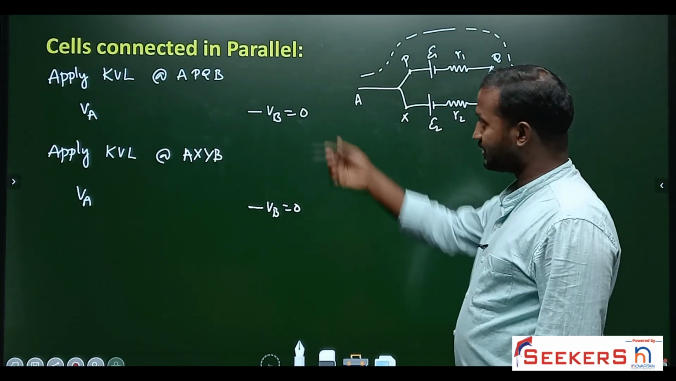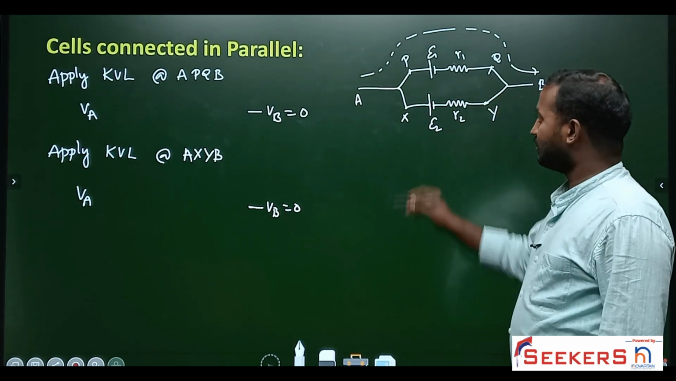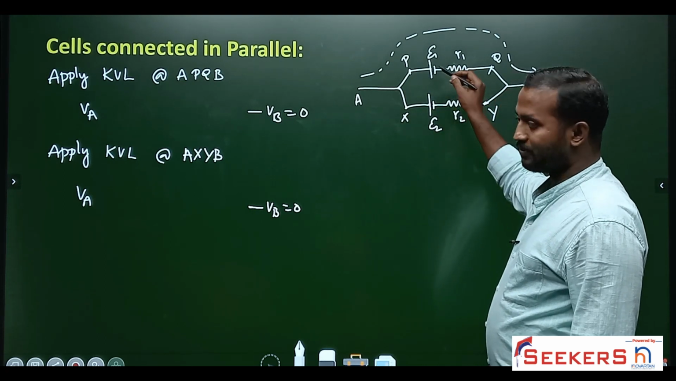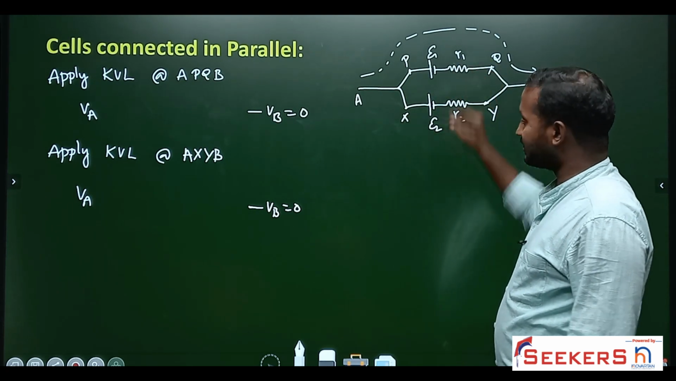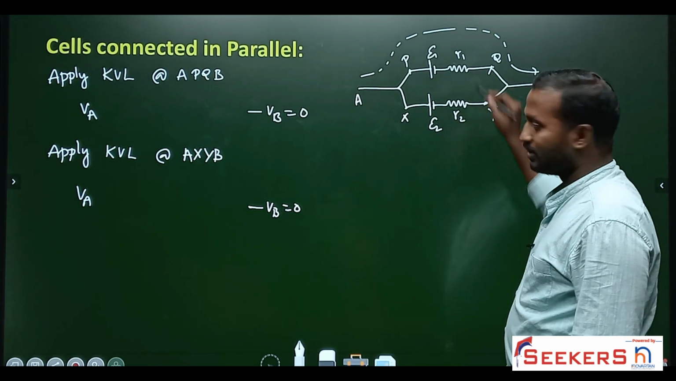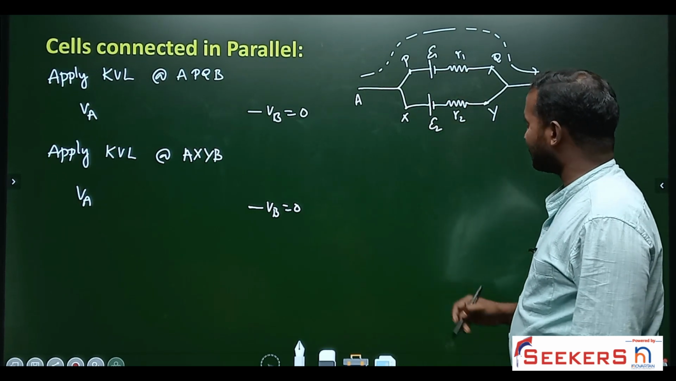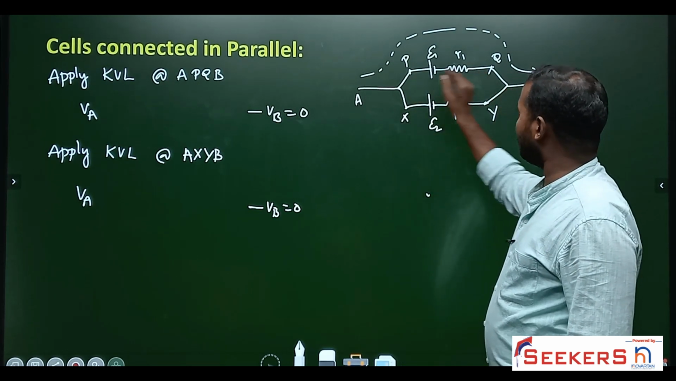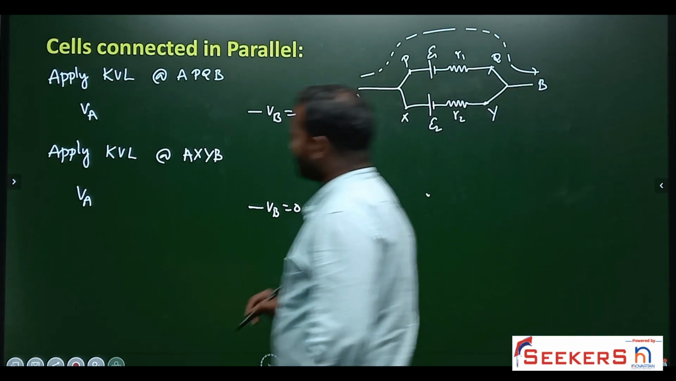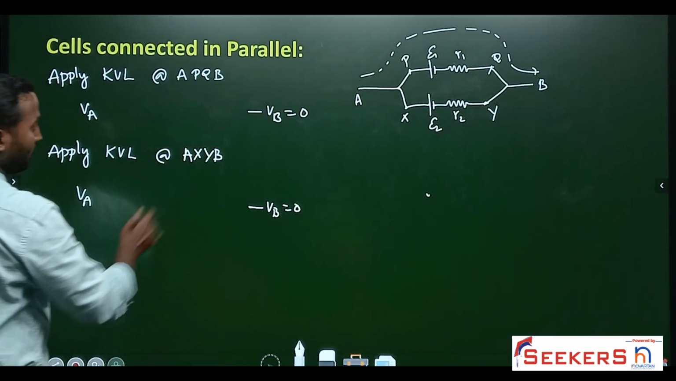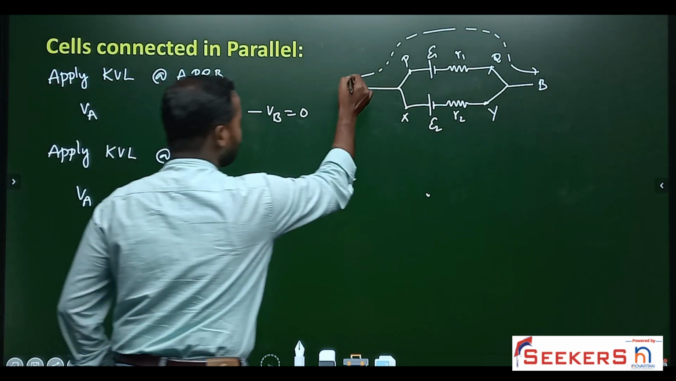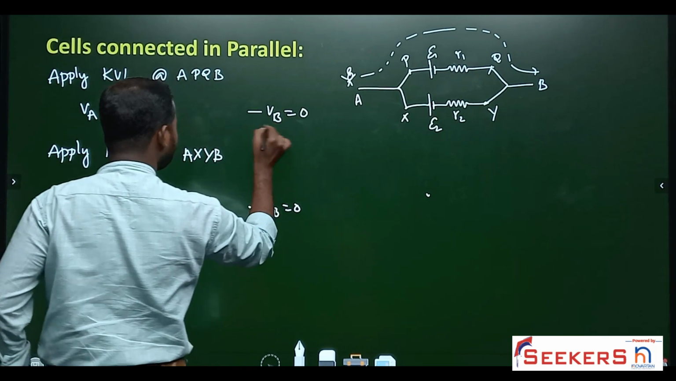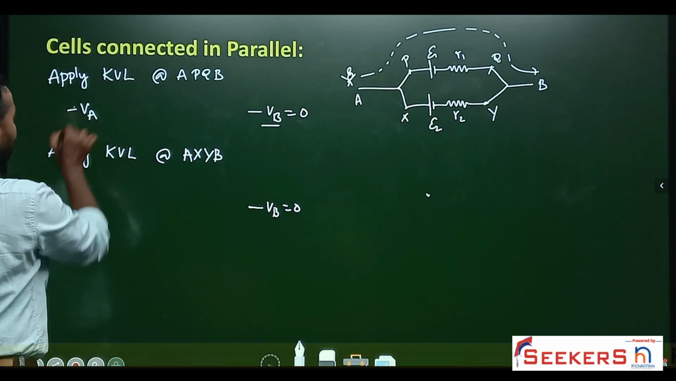Let us discuss about the cells connected in parallel. Now you can see that, let us say there are two cells of EMF E1 and E2, and the internal resistances say R1 and R2 are connected in parallel. Now if I apply KVL in the path A, P, Q, B, let us say potential at A is VA and potential at B is VB. I started my journey from here and I will be ending up somewhere here. That's why the ending location is minus and the starting location is positive.